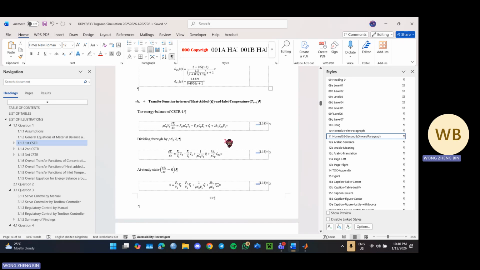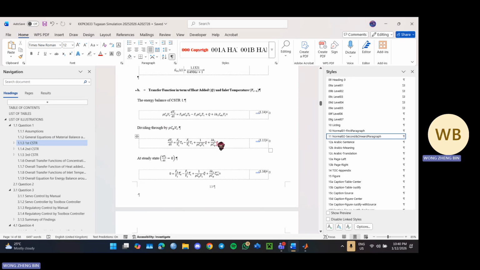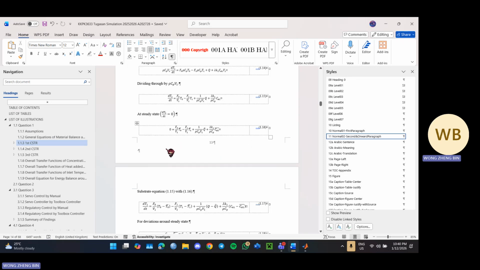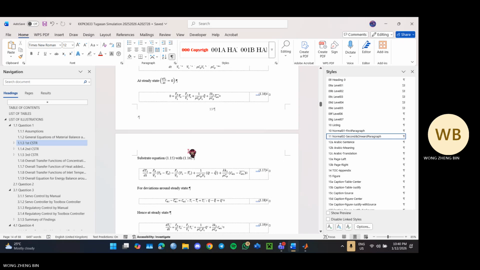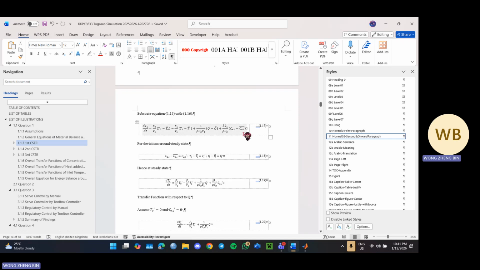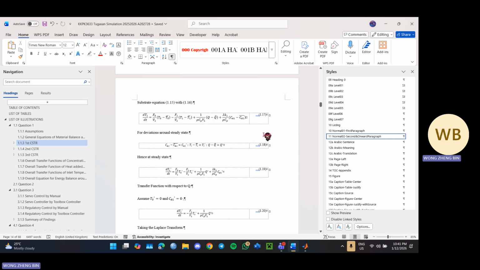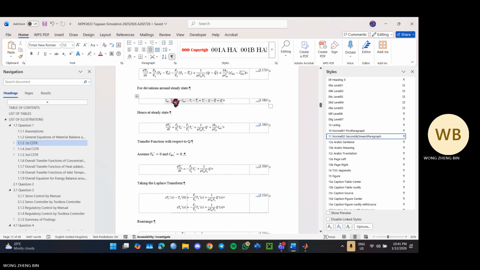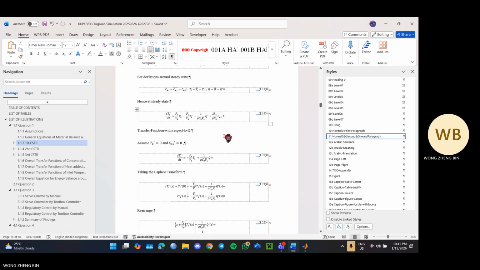So the energy balance for CSTR1 is like this, and then we divide all the terms by rho Cp V1, and then at steady state it is like this. Then we substitute equation 1.15 with 1.16 to get this equation. For the deviation around steady state, we introduce the deviation variable, and at steady state, the bar terms become the prime terms.